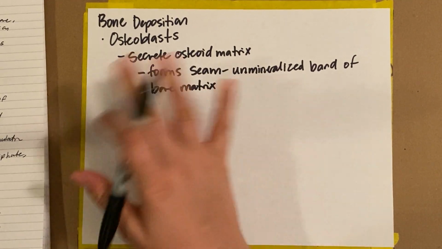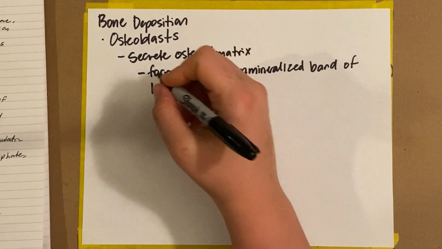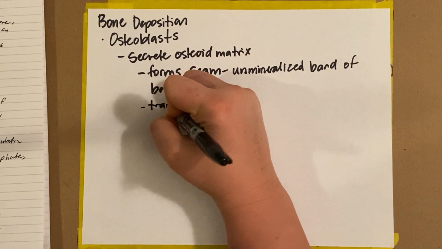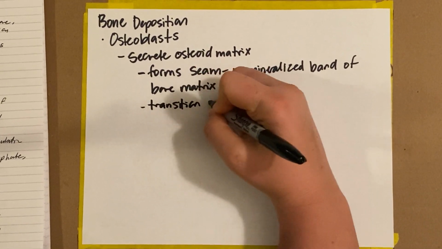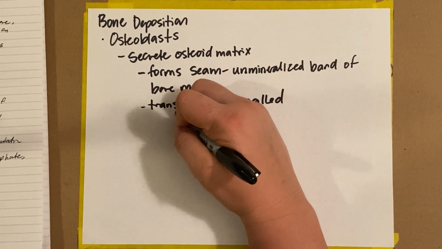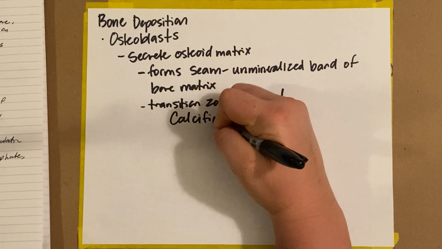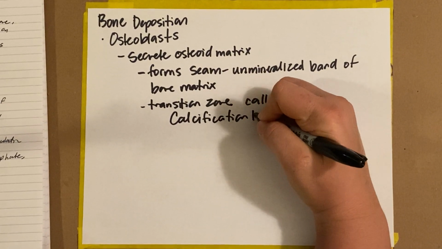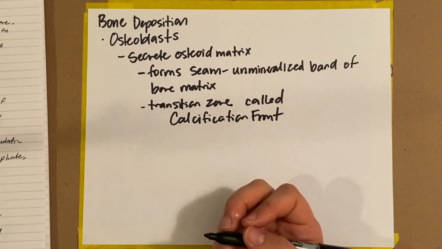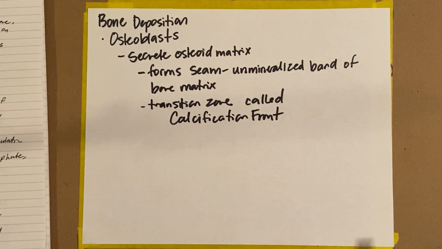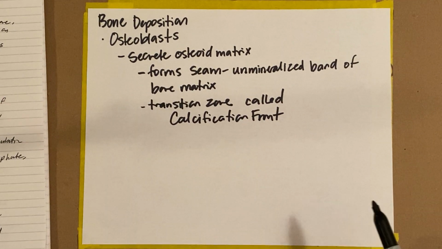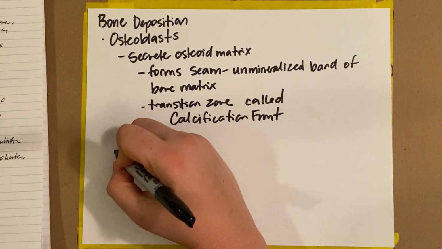And so we have a terminology for this. So there's a transition zone called the calcification front. Okay, and what happens is that the calcification front is going to be the location where we're going to start having this calcification happening. So this is how it happens.